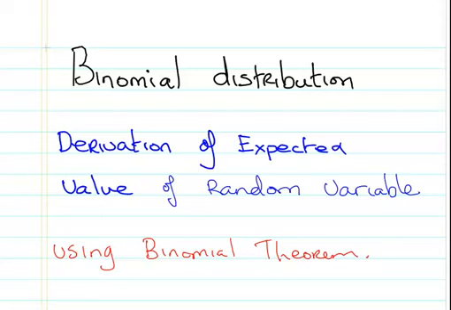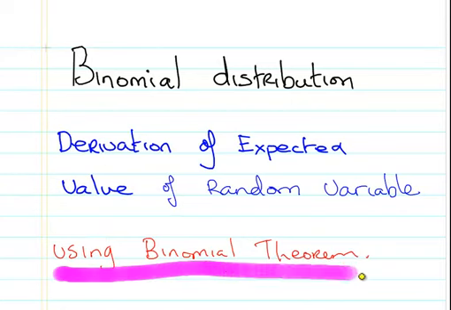In this presentation, what we're going to do is look at the binomial distribution, and derive the expected value of a binomially distributed random variable. So essentially we're going to show that the expected value of x is n times p. In this proof we are going to use the binomial theorem.